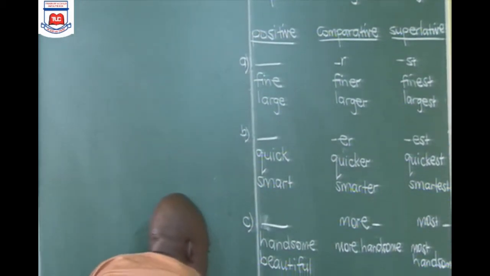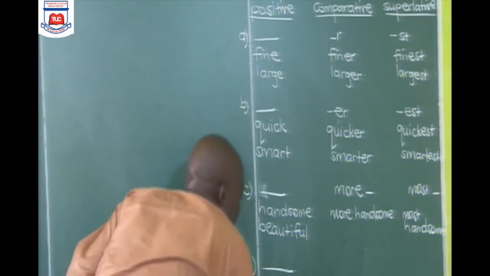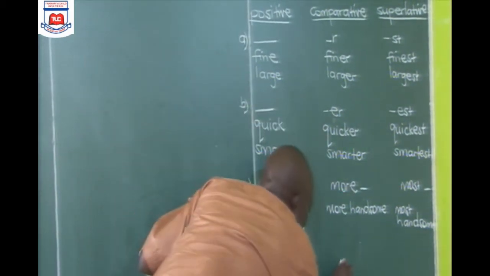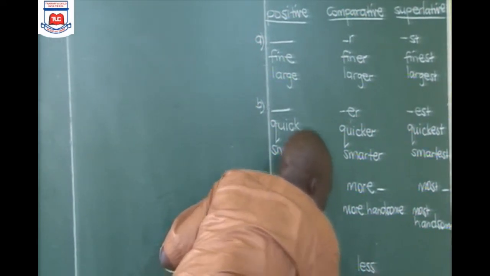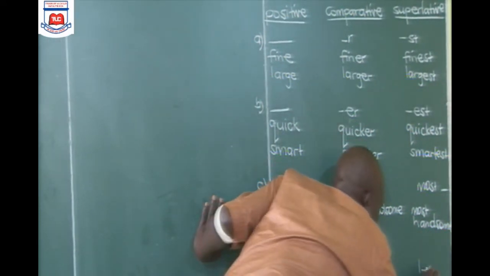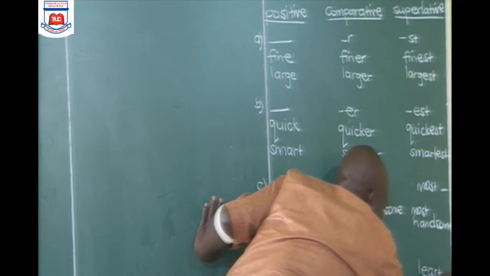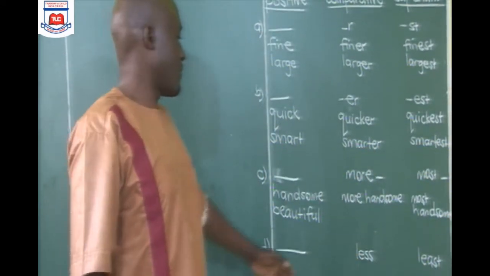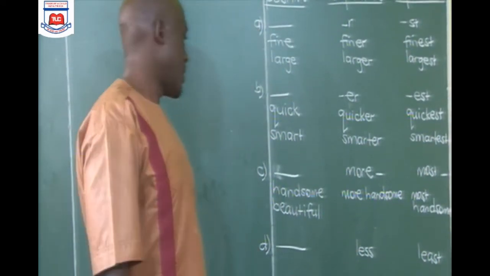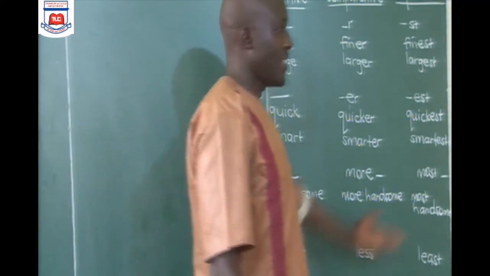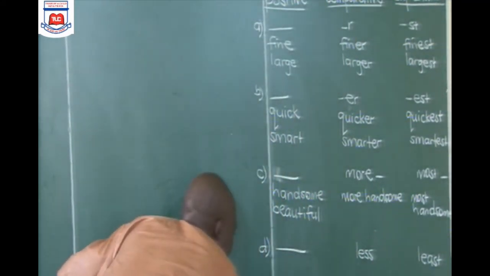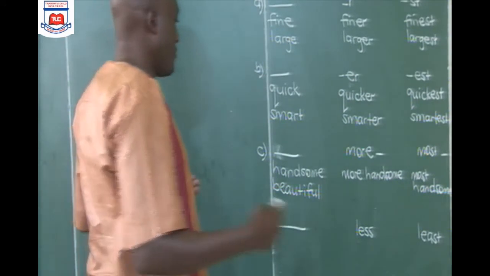Then we have D. We have those adjectives that take "less" in the comparative and "least" in the superlative. Examples here are ignorant, less ignorant, and least ignorant.